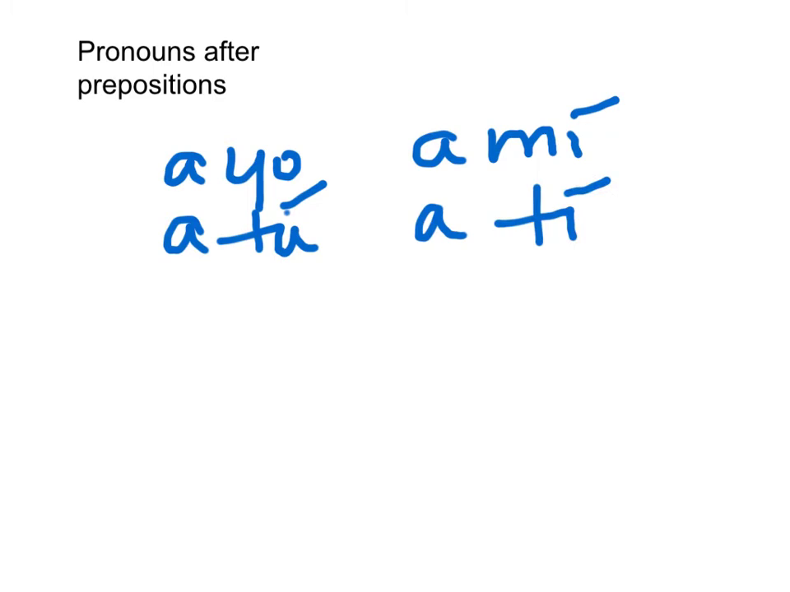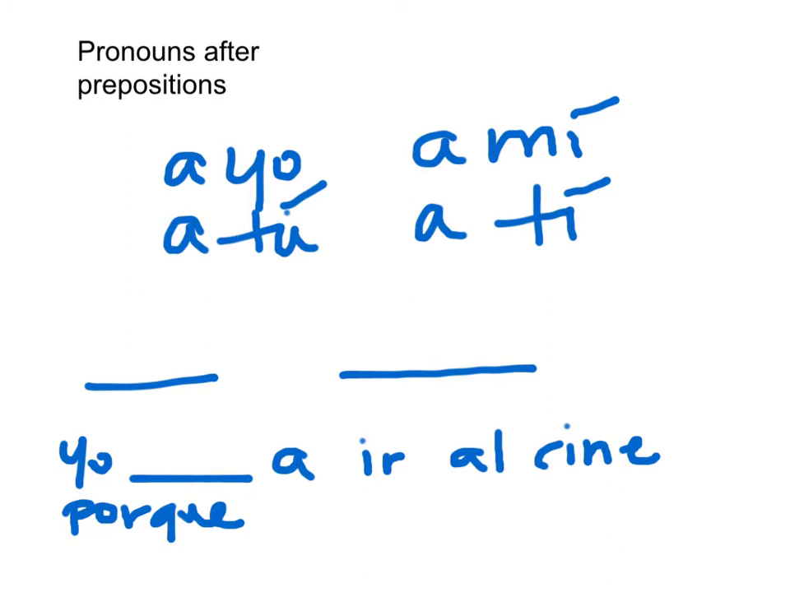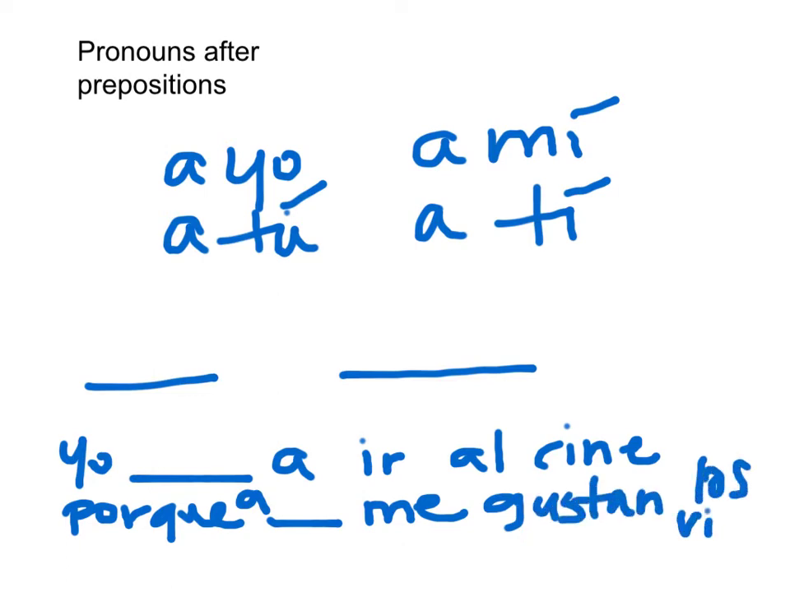On this section on the test, I'm going to ask you to use the verb ir in the first blank, and then use a pronoun after a preposition in the second blank. So it'll say something like, yo blank a ir al cine porque blank porque a blank me gusta los videos. Like, I like the videos. So I'm going to go to the movies because I like the videos.